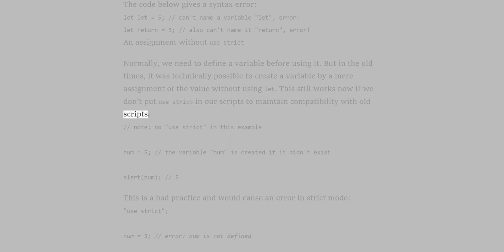// note, no use strict in this example. num = 5; // the variable num is created if it didn't exist. alert(num); // 5. This is a bad practice and would cause an error in strict mode. "use strict"; num = 5; // error, num is not defined.